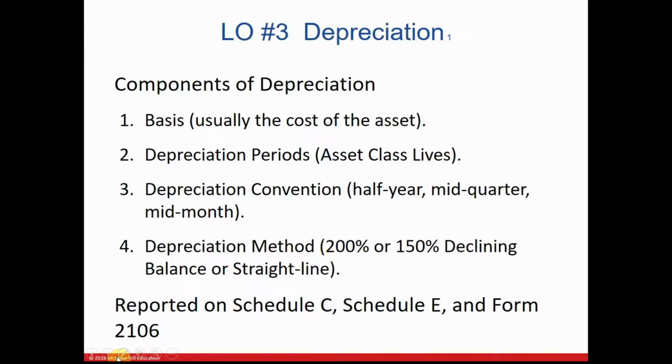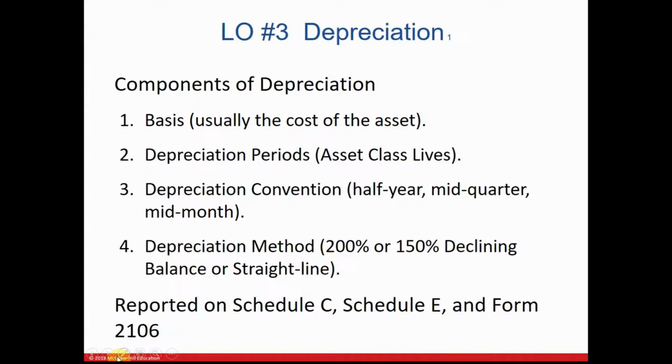For the depreciation convention, there are three: half-year, mid-quarter, and mid-month. Half-year convention is typical, the most common. No matter what time of the year a capital asset is purchased, for example, it is assumed that the asset has been purchased in the middle of the year, in the very first year. Mid-quarter convention applies when more than 40% of the assets have been purchased in the fourth quarter. Then it's assumed that those assets are purchased in the mid-quarter of whatever period they were purchased.